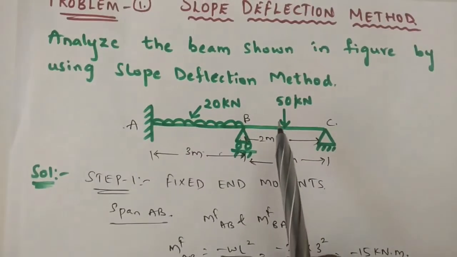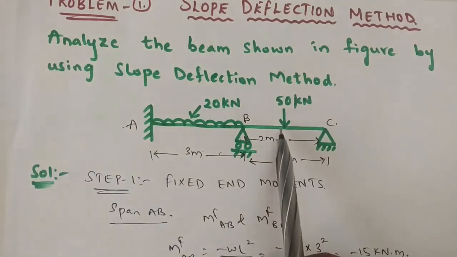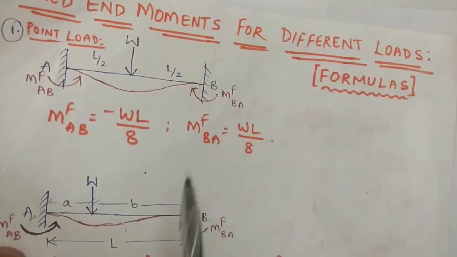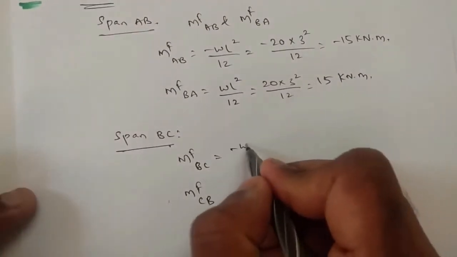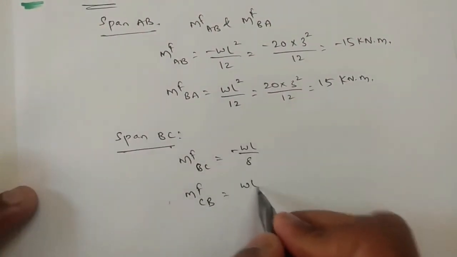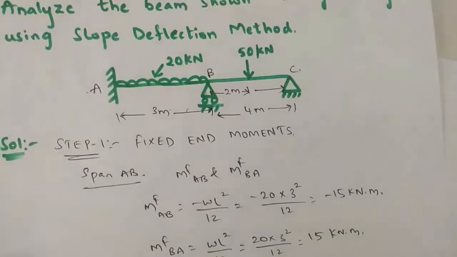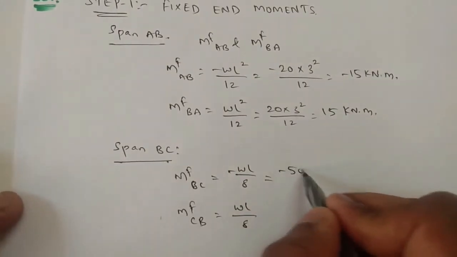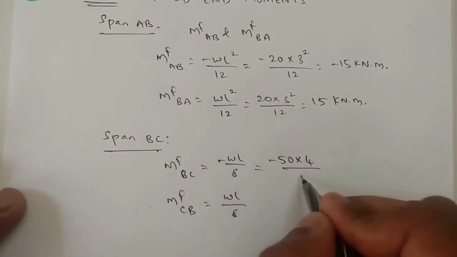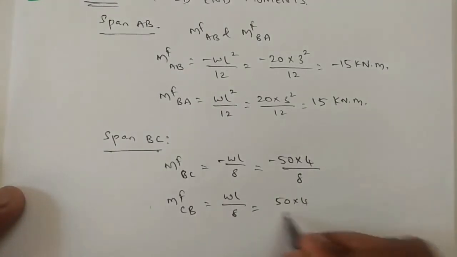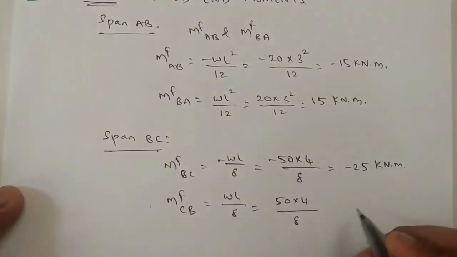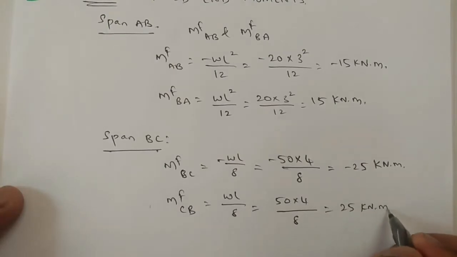When a point load is acting at the center, the fixed end moment formulas are minus WL by 8 and plus WL by 8. Substitute in the formulas: load W is 50 kilonewtons and length is 4 meters. Minus 50 into 4 divided by 8. Solve it in the calculator, you will get minus 25 kilonewton meter for MF BC, and positive 25 kilonewton meter for MF CB.